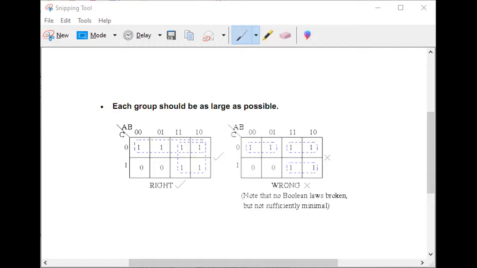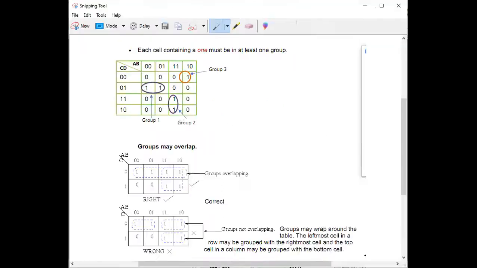Okay, we'll go to another rule. No need to learn them by heart. When you're doing the question, you can understand this part. Each cell containing one must be in at least one group. You can't keep ones without a group. It should be included in some group, right? That's the first one. Then groups may overlap.